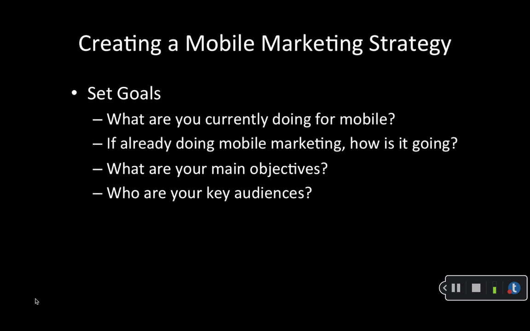The second step is to set some goals. The key to defining any effective strategy is to first decide what success looks like. Get the key stakeholders together to map your mobile marketing strategy. Identify goals by asking your team some of these questions. What are we currently doing for mobile? This will define your starting point and make sure everyone is on the same page as you begin.